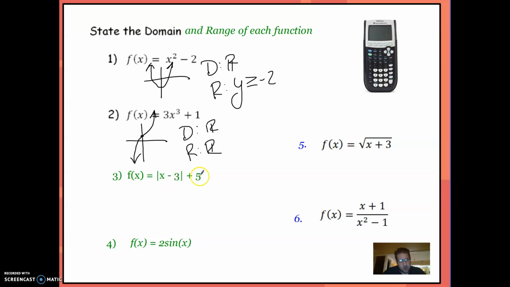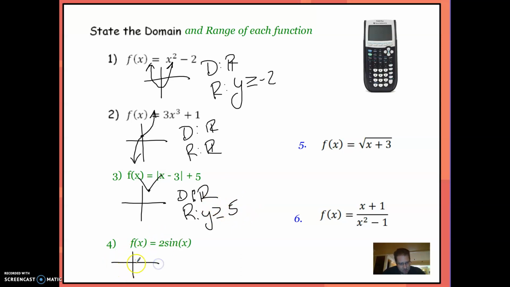No, it's moved 3 right and 5 up. So 3 right, 5 up. It's going to look something like this. It has a domain of all real numbers. And it's got a range that's everything that's above 5, but also including 5.